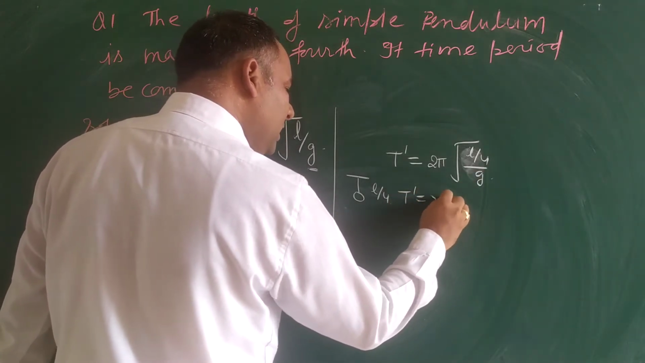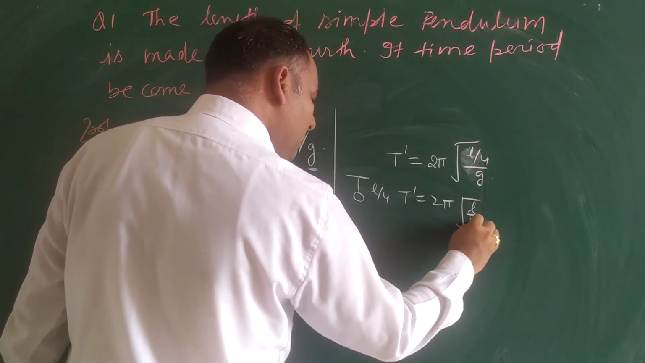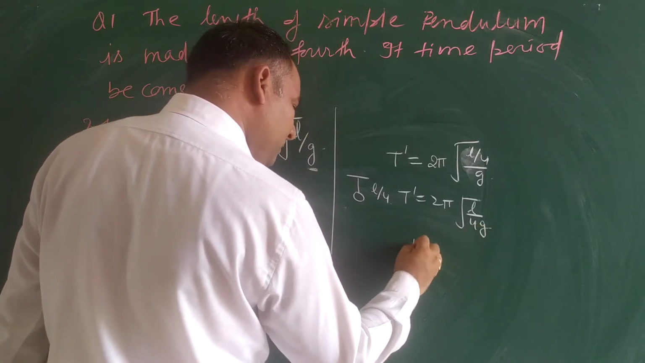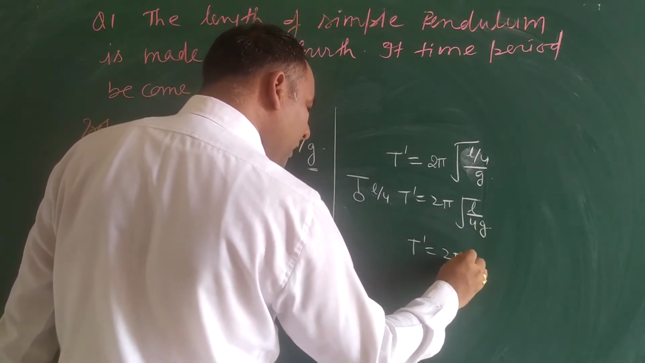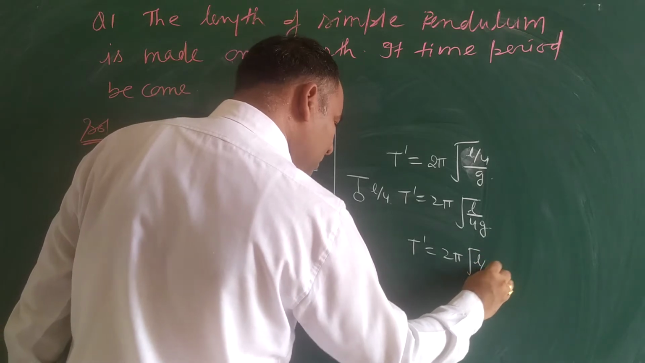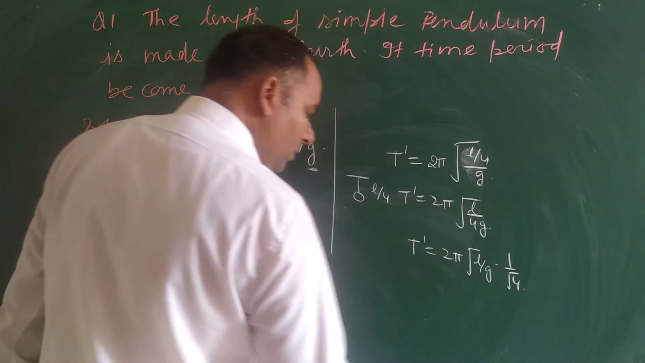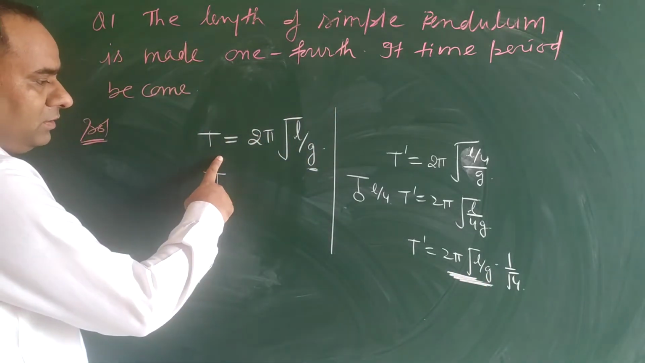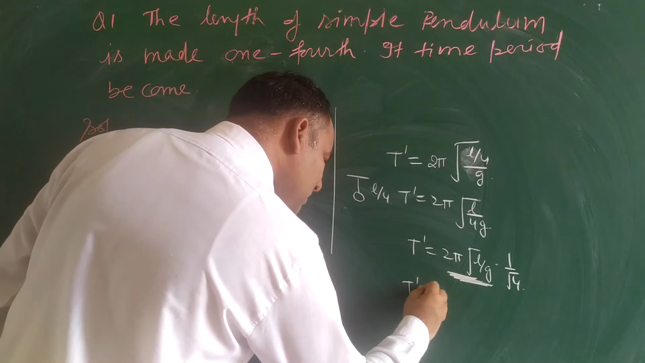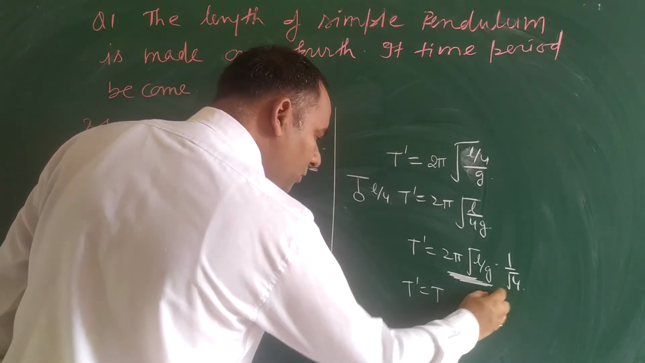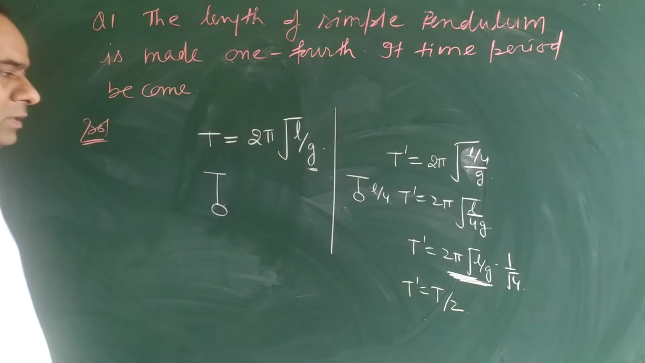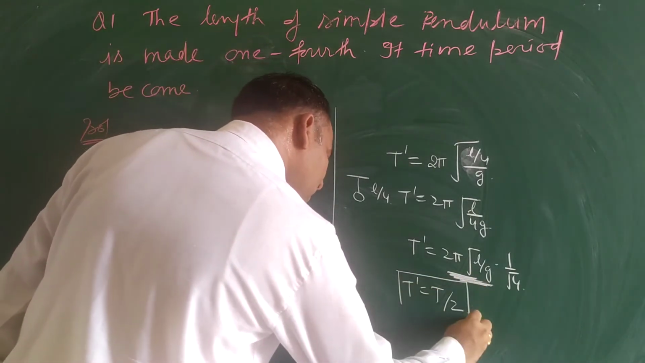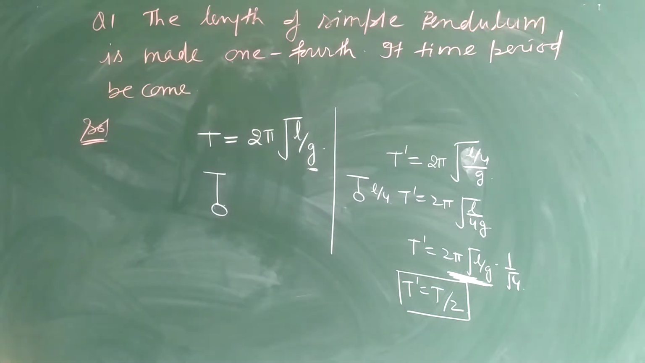So therefore T dash is equal to 2 pi under root L upon 4g. Therefore, 2 pi under root L upon g into 1 by under root 4. This term is your time period T. So T dash is equal to T by under root 4, and under root 4 is 2. So your time period becomes half. So your T dash is equal to T upon 2. So this is your next numerical.